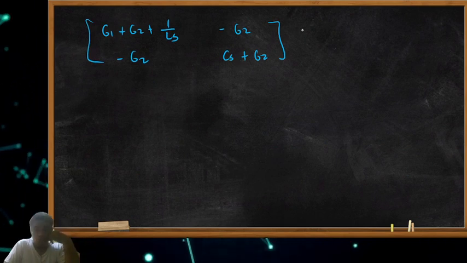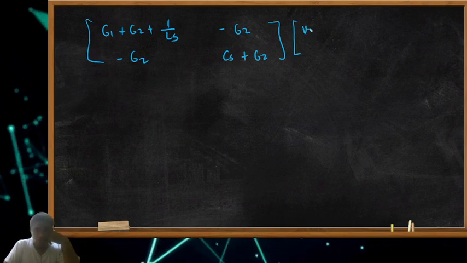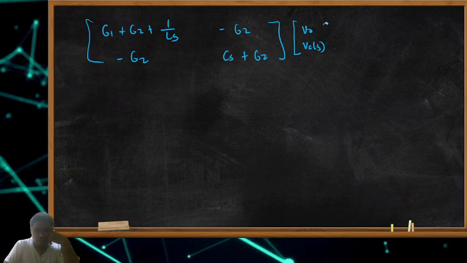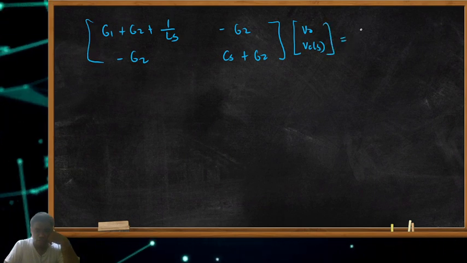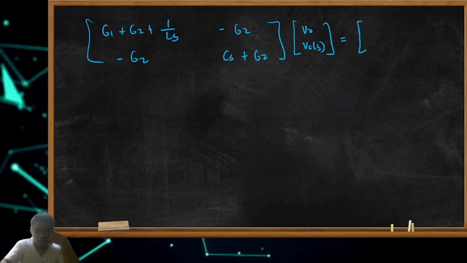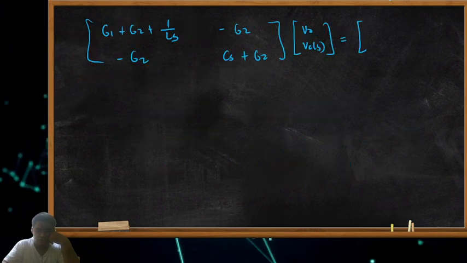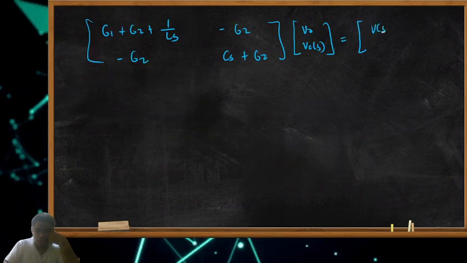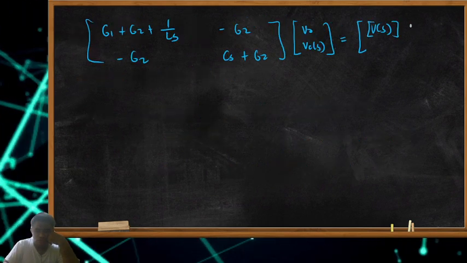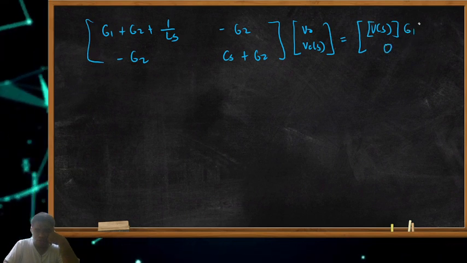Then we have here VA and VC of S, and this will be equal to the constants. For equation 1, that will be V of S times our G1. Then for equation 2, that will be 0.